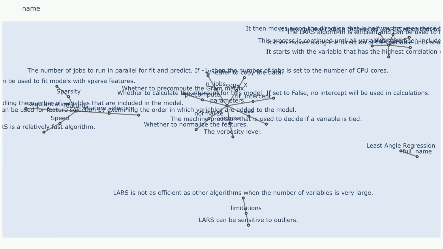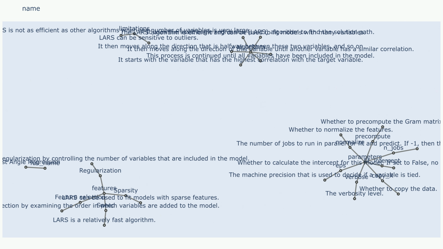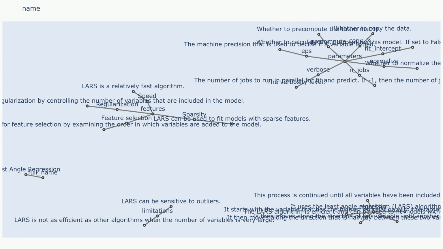2. Key values in the YAML. Let's break down the YAML structure provided, highlighting important elements. Name: LARS and full name: least angle regression. These clarify the name and full name of the algorithm. Description: a linear model that fits a linear model by minimizing the sum of squared errors.